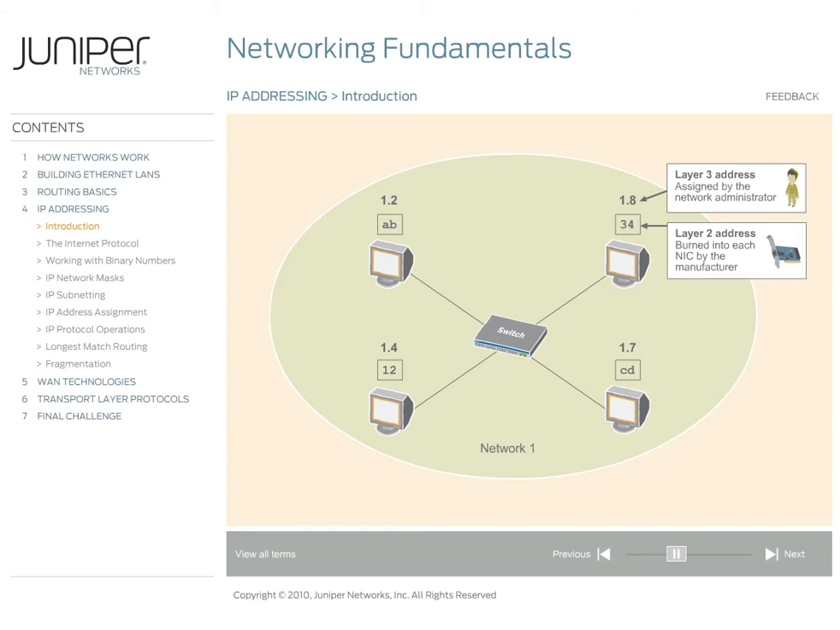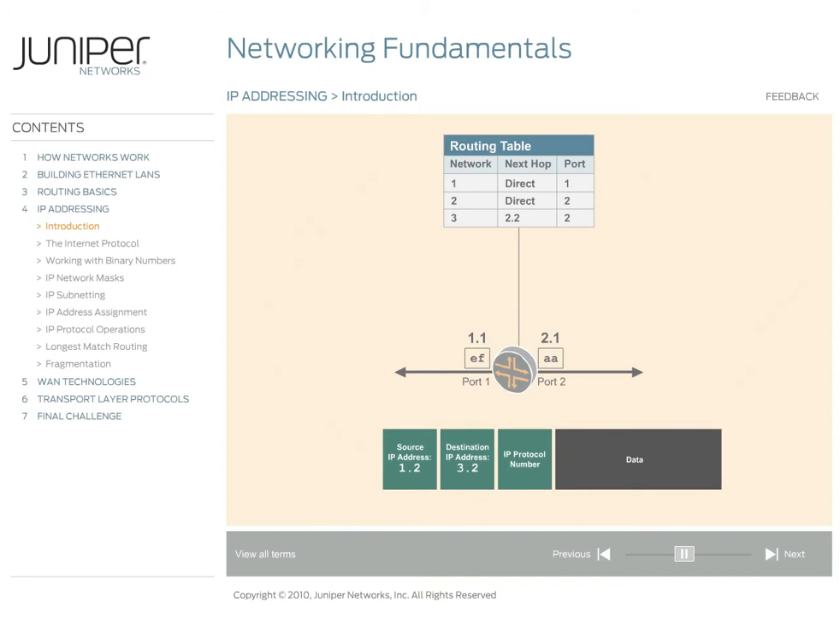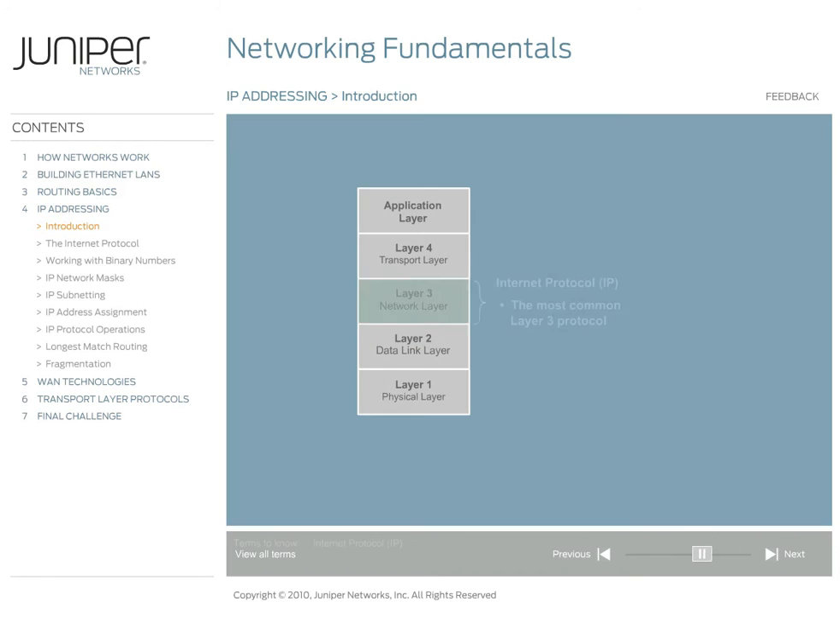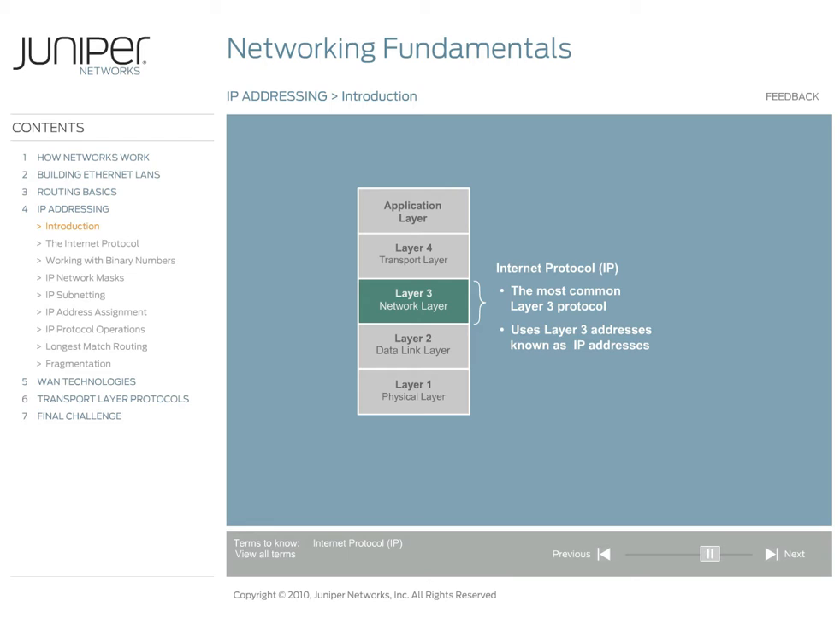Each Layer 3 address has two portions, a network number and a host number. As we saw already, routers use Layer 3 addresses and routing tables to transmit data between networks. But it's not enough that the data have a Layer 3 address. Transmitting data between networks requires a common Layer 3 protocol. While there are others, the most common Layer 3 protocol is the Internet Protocol, also known as IP, and IP Layer 3 addresses are known as, not surprisingly, IP addresses.